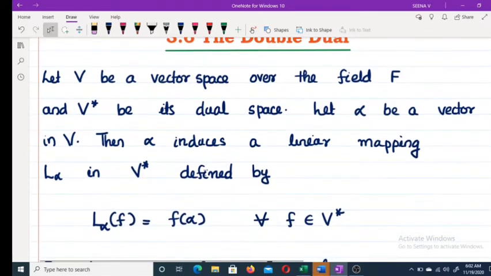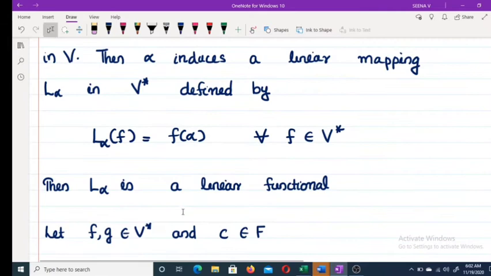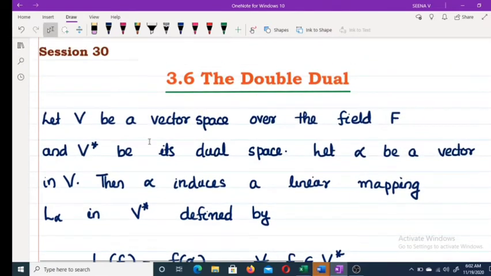Then this alpha induces a linear mapping L alpha in V star defined by L alpha of f is equal to f of alpha for every f belongs to V star. Then L alpha is a linear functional. Again, here V is a vector space and V star is the dual space, that means V star is the collection of all linear functionals on V.